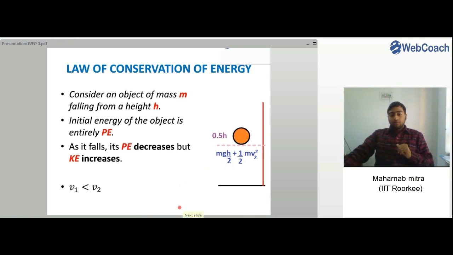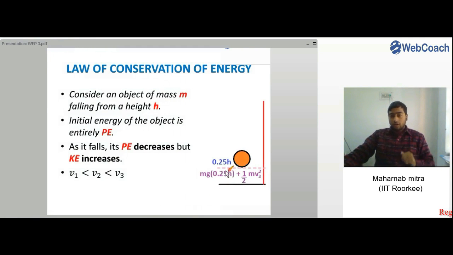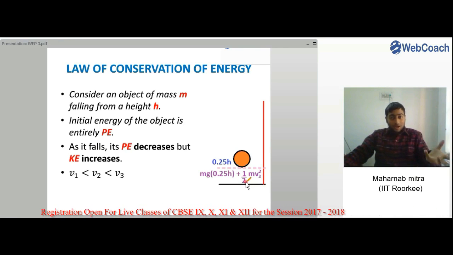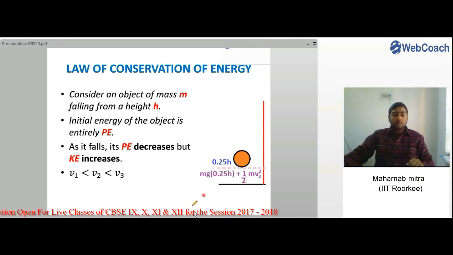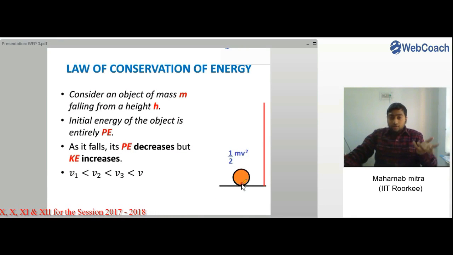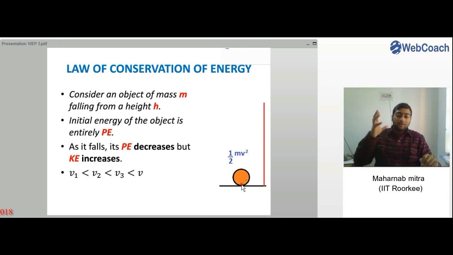And also, as it moves down further to 1/4 of the height, 0.25 times the height, similarly we again get the potential energy as mg into 1/4 of the height, plus half mv3 square, the new velocity at height 0.25h. And finally, when it hits the ground, height is 0, and so potential energy is also 0. mg into 0 is 0, and the object now entirely has kinetic energy.